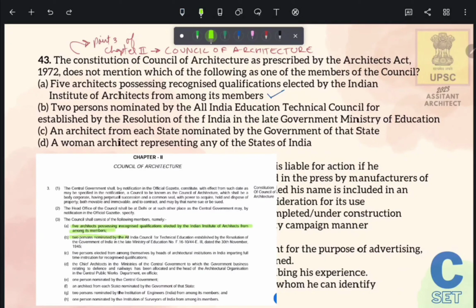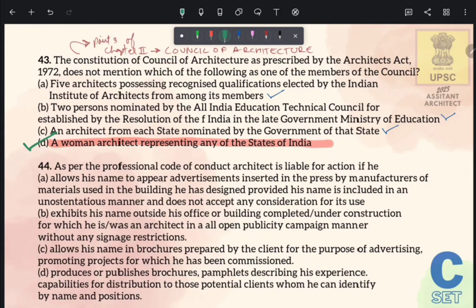Apart from this, 2 persons nominated by All India Council for Technical Education can be the part of this council. So as per this, option B is also correct. And this C statement is mentioned in point F, an architect from each state nominated by government of the state. But there is no mention regarding that a woman architect representing any of the state of India can be the part of this council. So this option D is not mentioned in Constitution of Council of Architecture. Therefore, the correct answer is option number D.